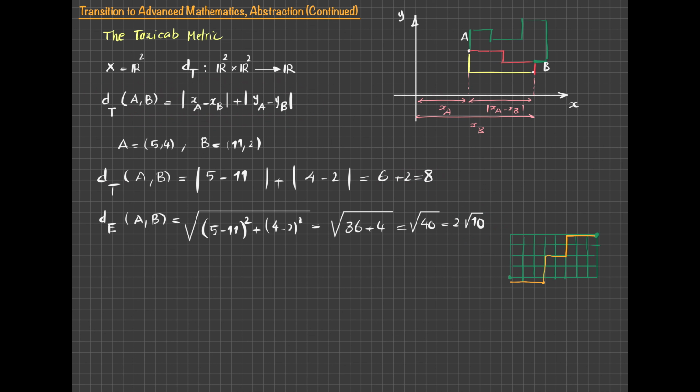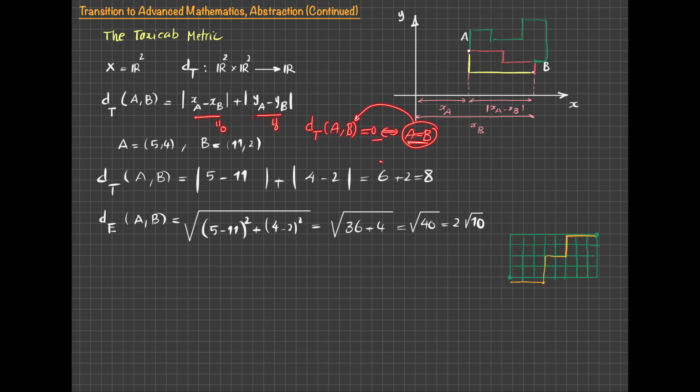The second condition is that I need to convince myself that this is 0 if and only if the points are the same. Of course, going from this direction to this direction is extremely simple, because if the points are the same, it means that the x-coordinates match. For the same reason, the y-coordinates also match, so this difference is 0, this difference is 0, so this means that the total difference is also 0. So it is clear that if these 2 points are the same, the taxicab distance is also 0.